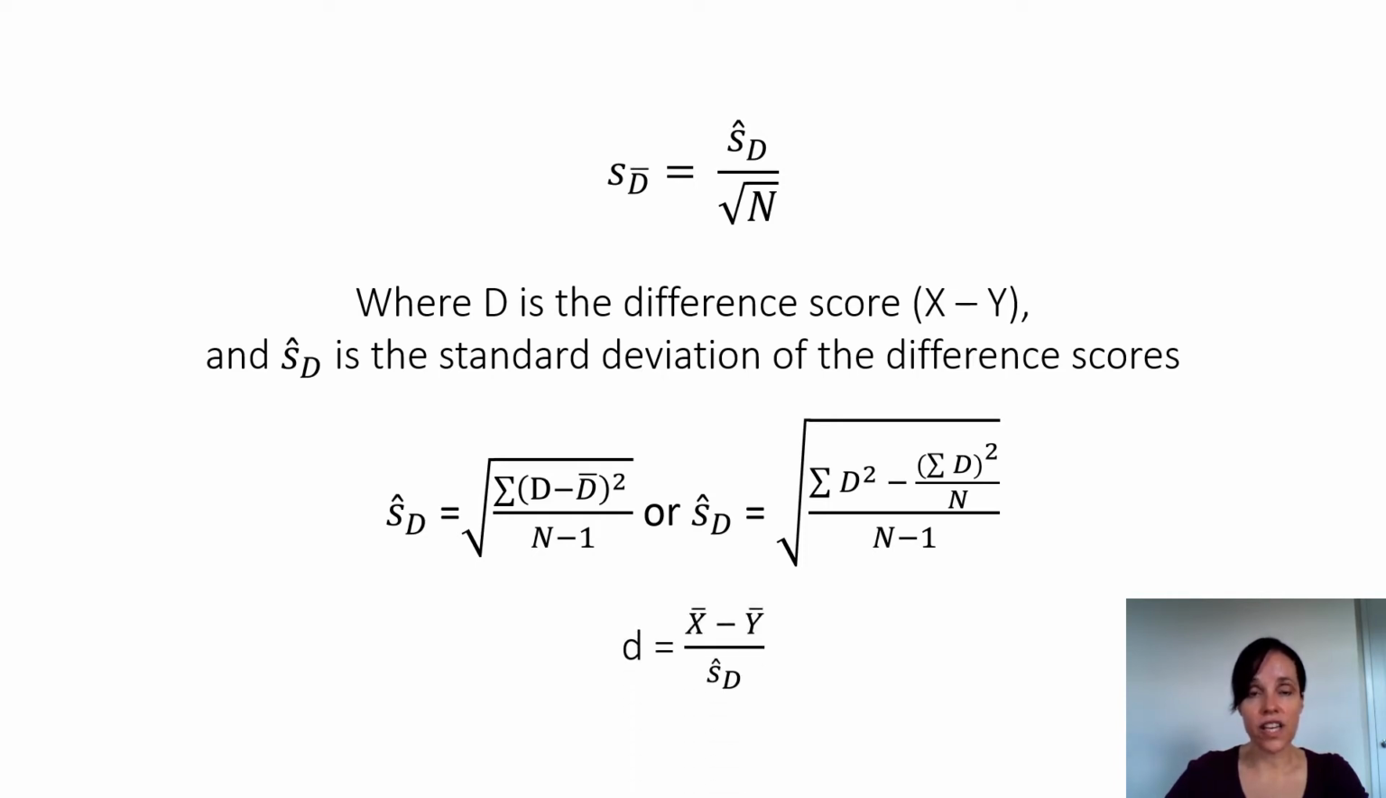The last formula that you'll need here in order to conduct the paired samples test is the formula for the effect size index, d. So lowercase letter d, the effect size index, we'll calculate it by taking x bar minus y bar, the mean on x minus the mean on y, and dividing by s hat sub d, the standard deviation of the difference scores. Now we have everything that we need to conduct a paired samples test. So next we'll go to an example.